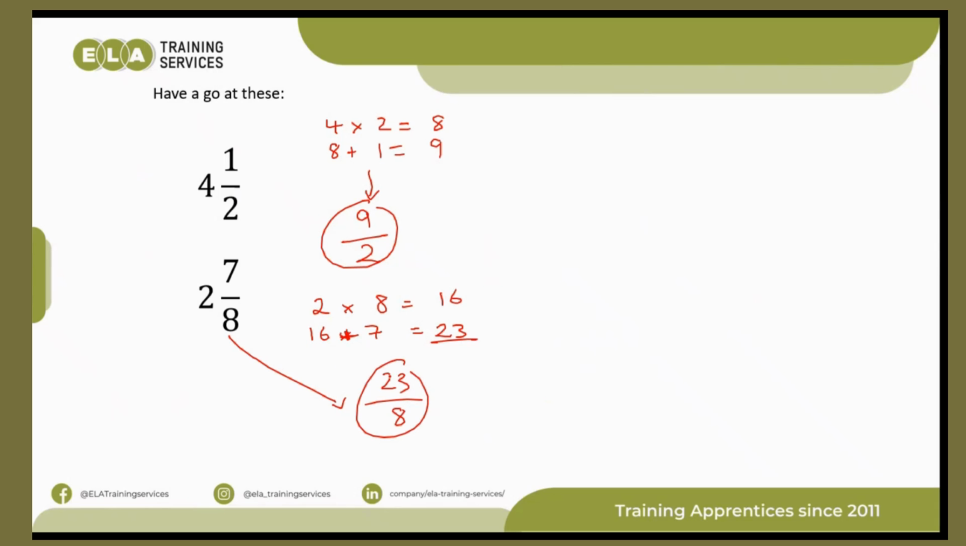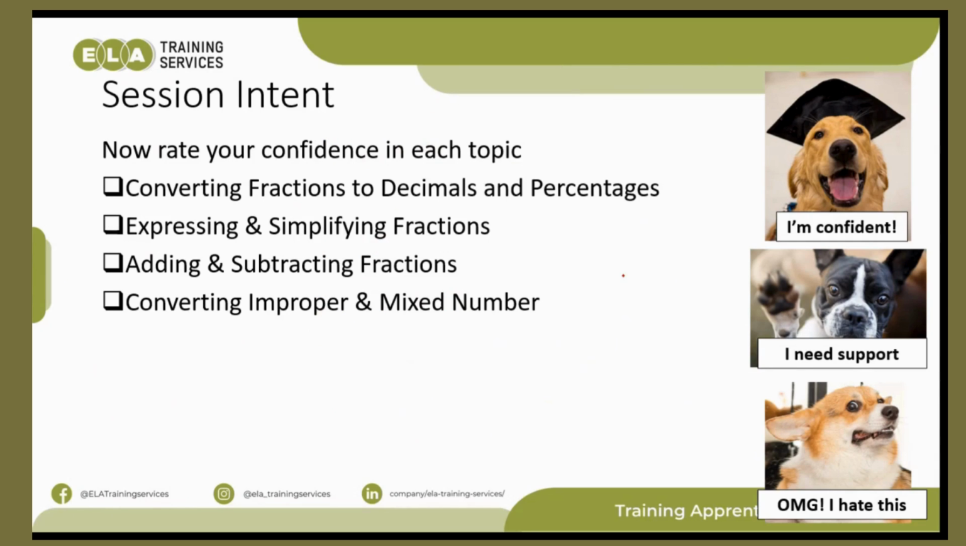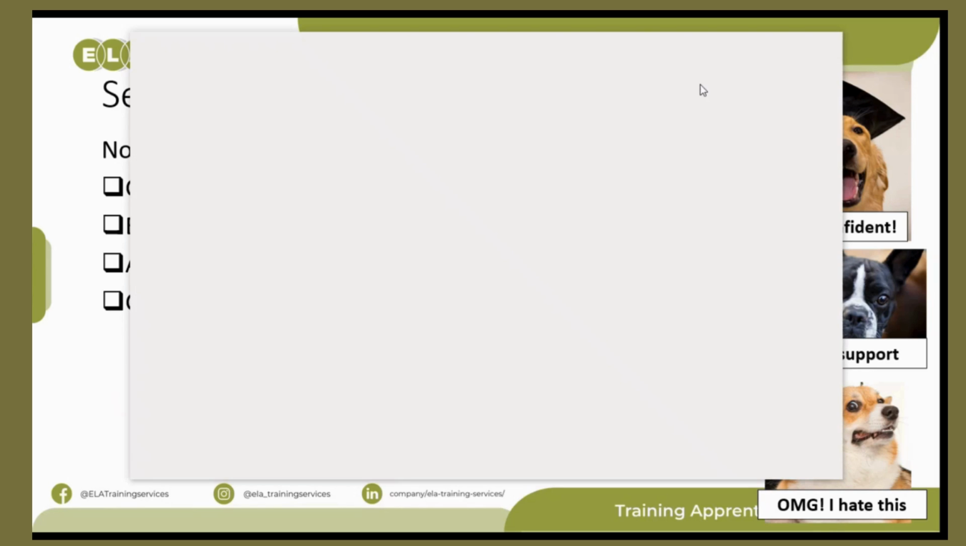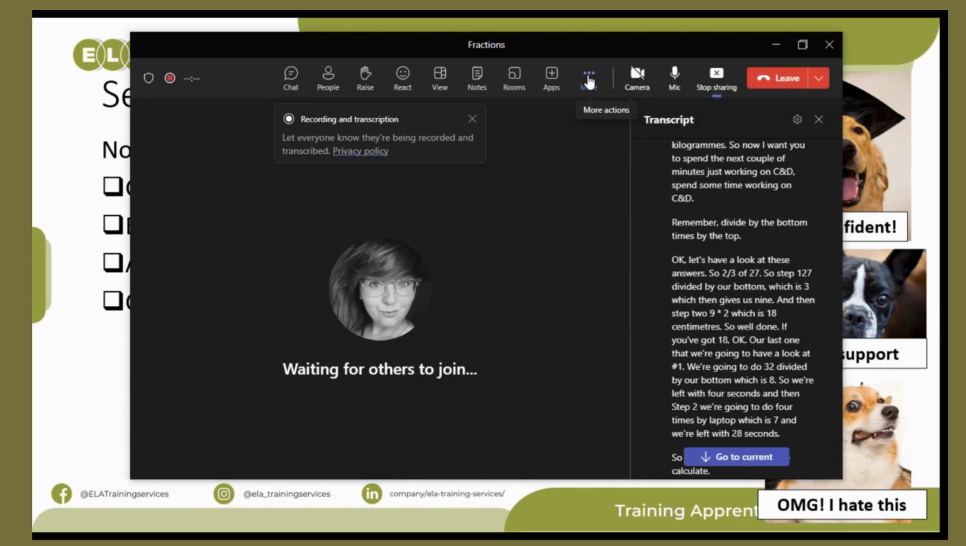And that is how we convert between improper fractions and mixed numbers. So, in our lesson today, we have covered converting fractions to decimals and percentages, expressing and simplifying fractions, adding and subtracting fractions, and converting improper and mixed numbers. So all that's left to do is complete the worksheet for today, and you are done with fractions.